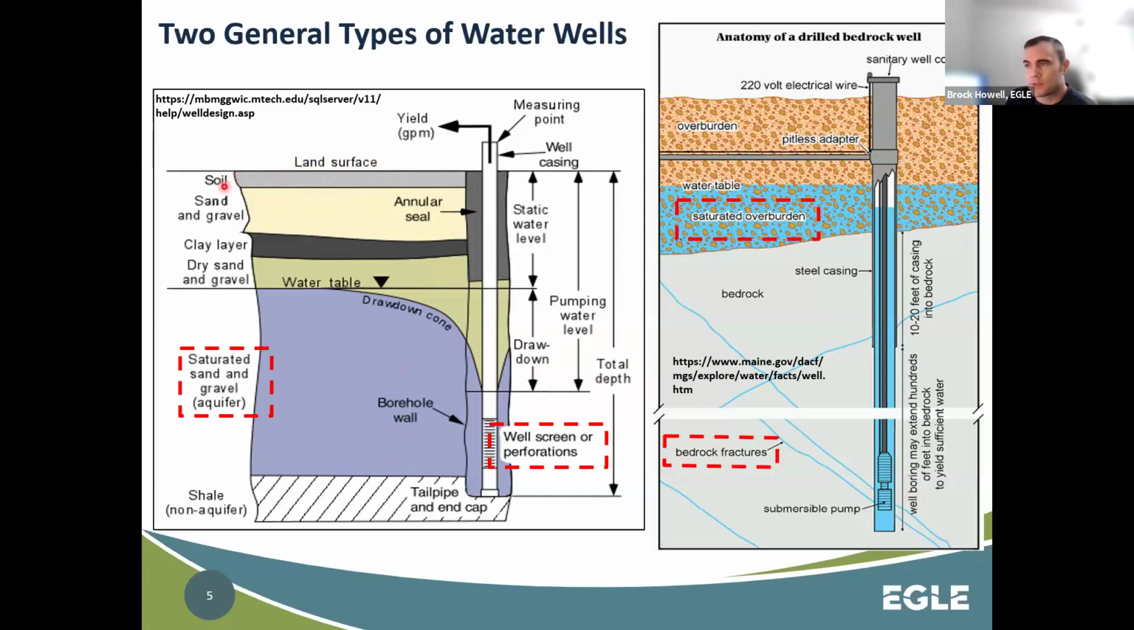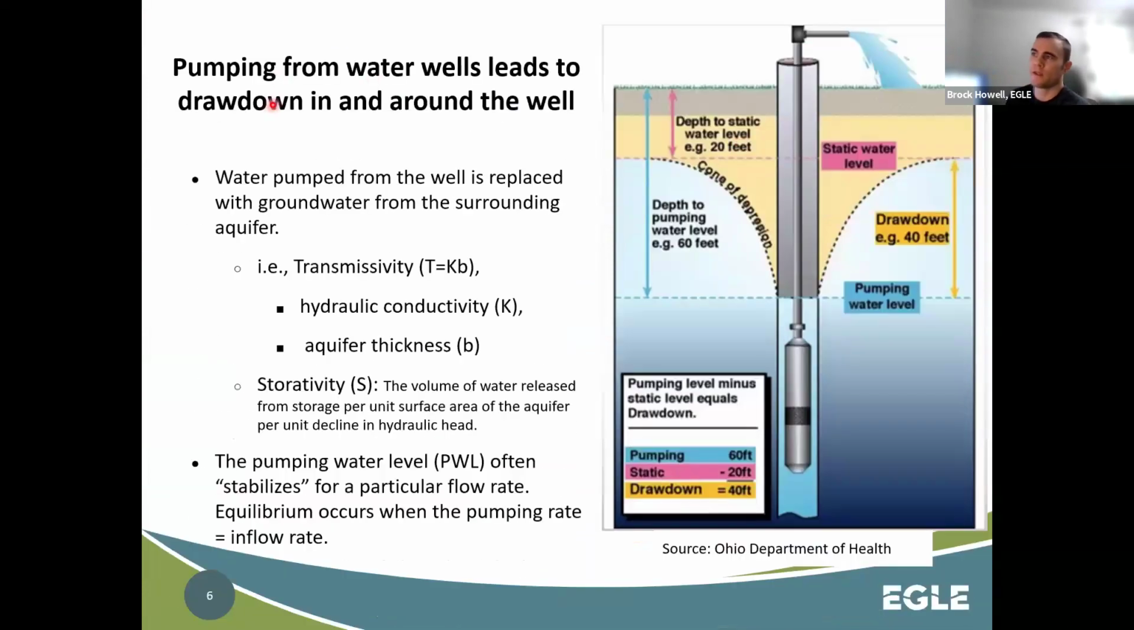This is kind of nice to show. We have our land surface, and then we have our annular seal for construction purposes. There's this clay layer that it went through, so there's some type of confinement here potentially. And then we get into the sand and gravel of our aquifer. The water table statically sits here in this diagram. And then once it pumps, you get this cone of depression, right? And that drawdown from discharge. So pumping from water wells leads to drawdown in and around the well.